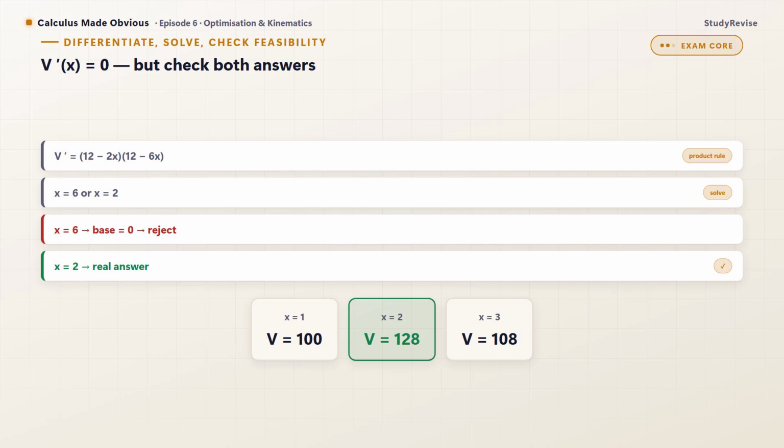Check it against neighbors to be sure. At x equals 1, the volume is 100. At x equals 2, it is 128. At x equals 3, it drops back to 108. 128 really is the peak. Cut 2 centimeters from each corner and you get the biggest possible box.